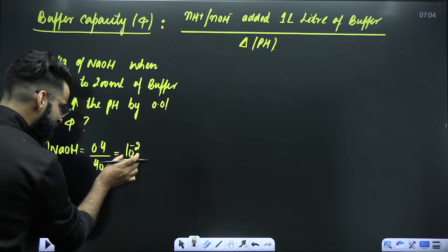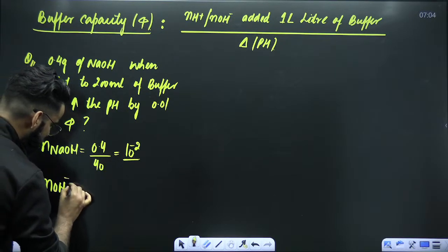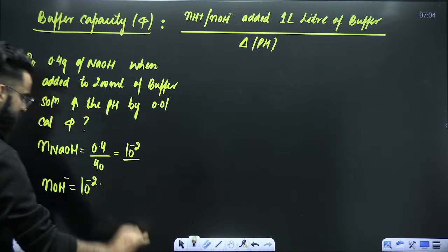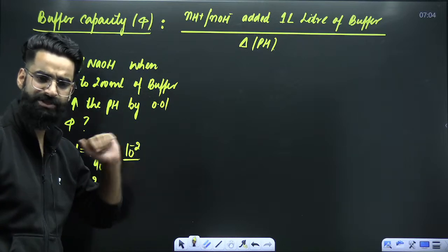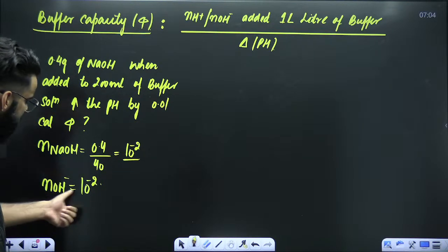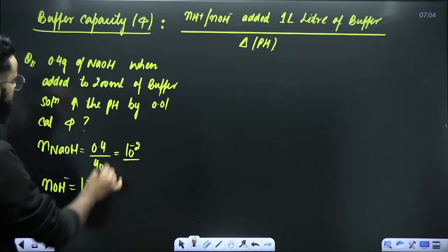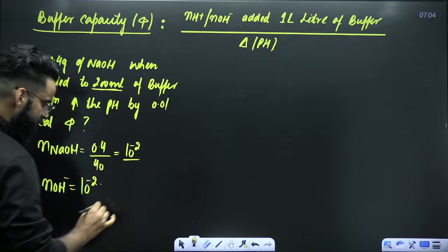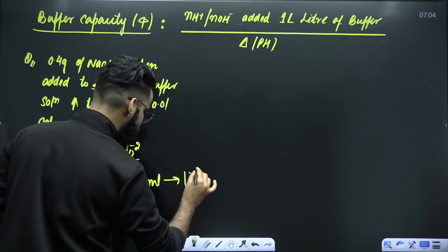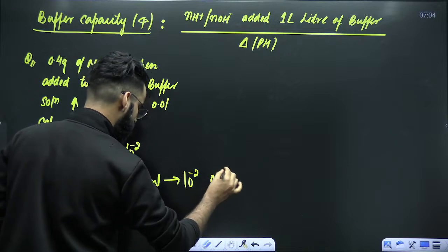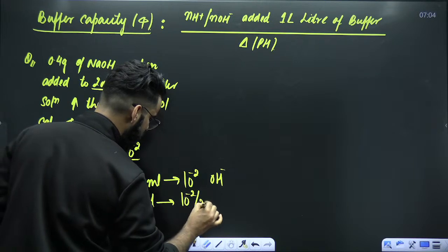If you are adding these many moles of NaOH, can you let me know how many moles of OH negative you are adding? Basically you are adding the same moles of OH negative, because NaOH dissociates as Na positive plus OH negative, 1:1:1 stoichiometry. But you are adding these many moles of OH negative to 200 ml of buffer. So in 200 ml of buffer, we are adding 10 raised to minus 2 moles of OH negative.